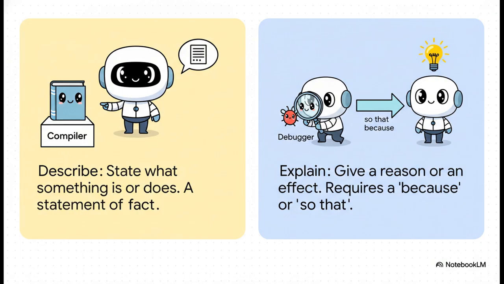If a question asks you to describe something, it just wants a fact. What is it? What does it do? Simple. But if it asks you to explain, you have to go a step further. You need to give a reason or a consequence. The magic words are because or so that. For instance, an IDE has error diagnostics so that a programmer can spot syntax errors more easily. That's an explain answer. Nail this and you're on your way to top marks.